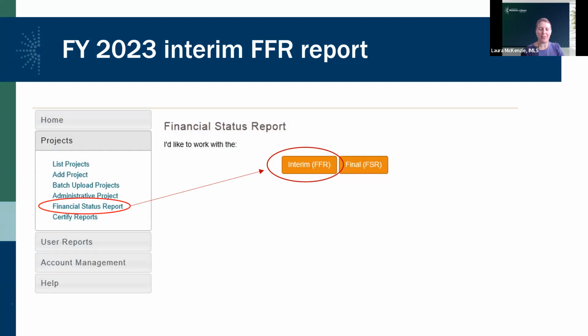As a reminder, we've included a screenshot here that shows the path to the interim federal financial report in the SPR, which you'll fill out with your FY 2023 allotment information. From the projects menu, you would select financial status report and then select interim FFR.